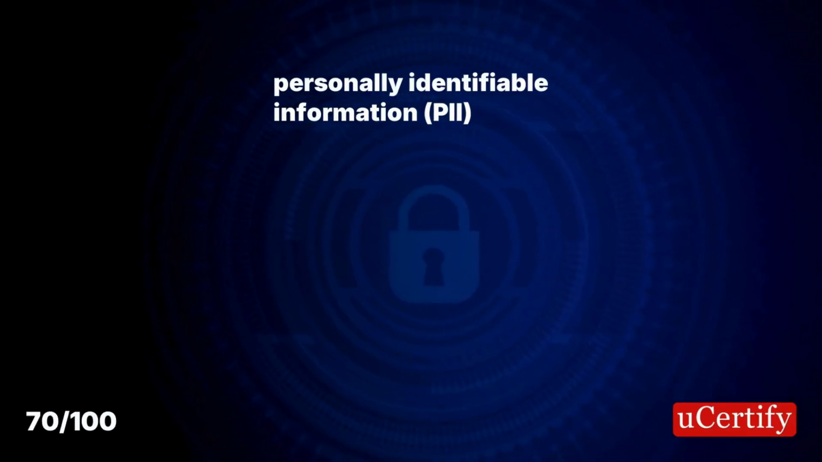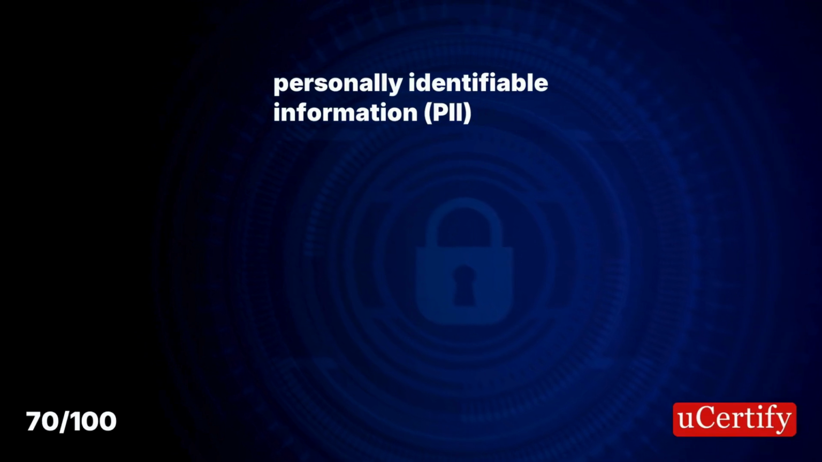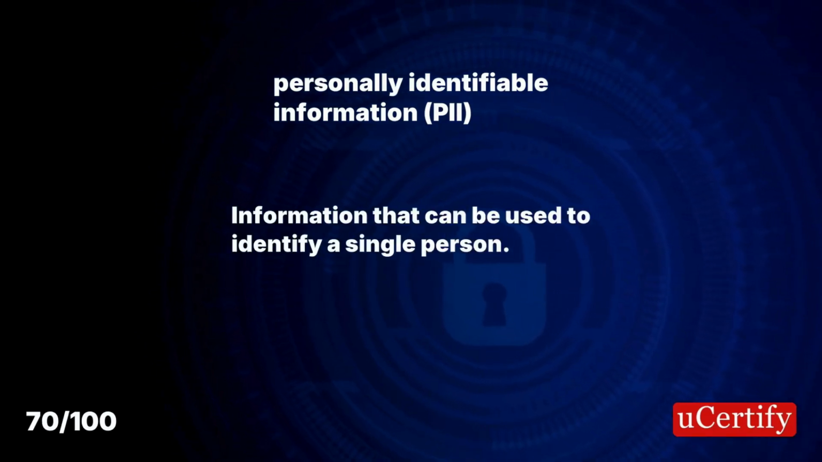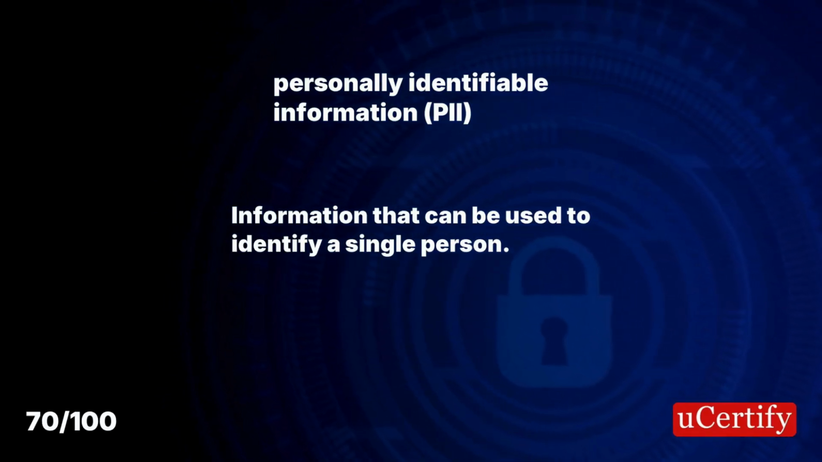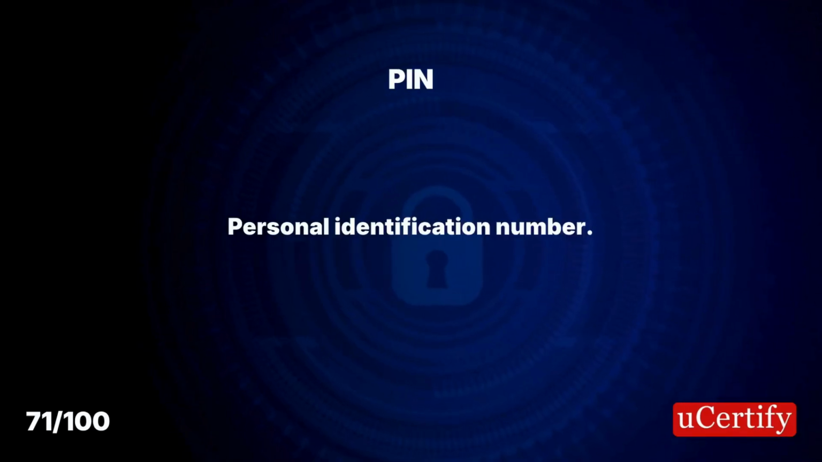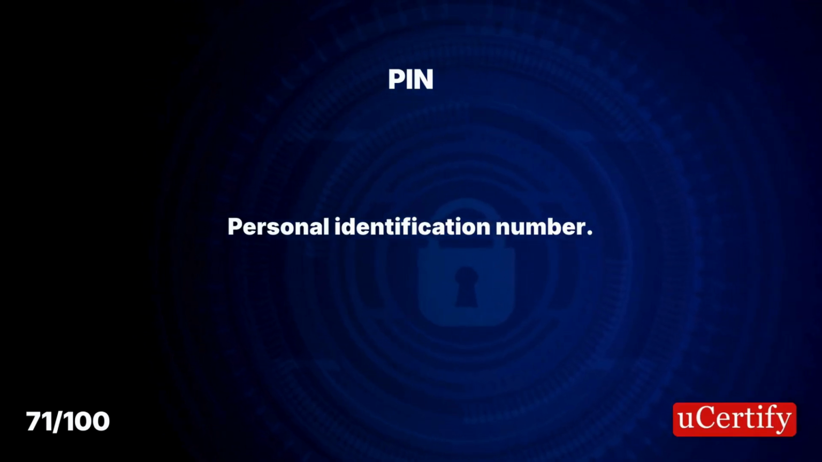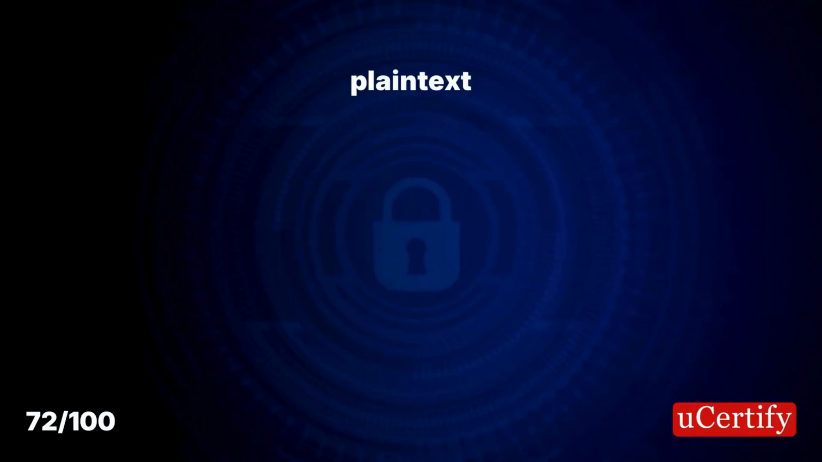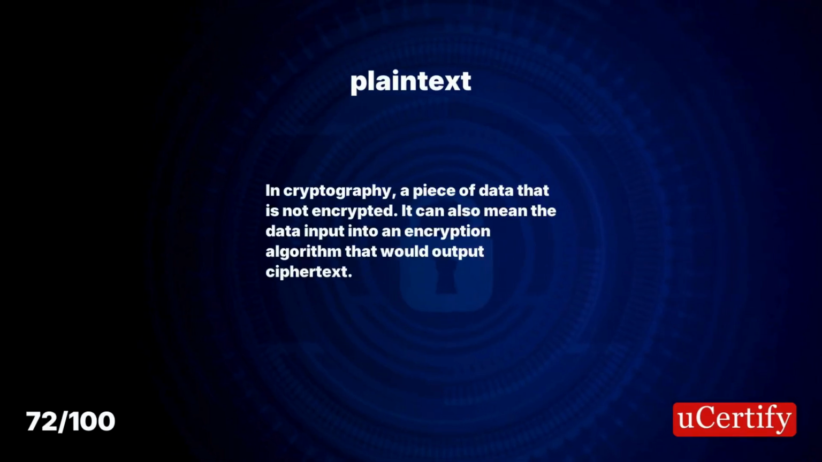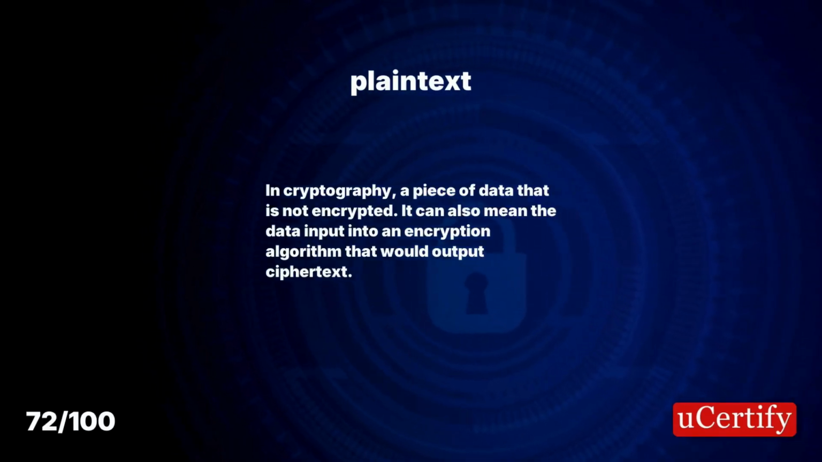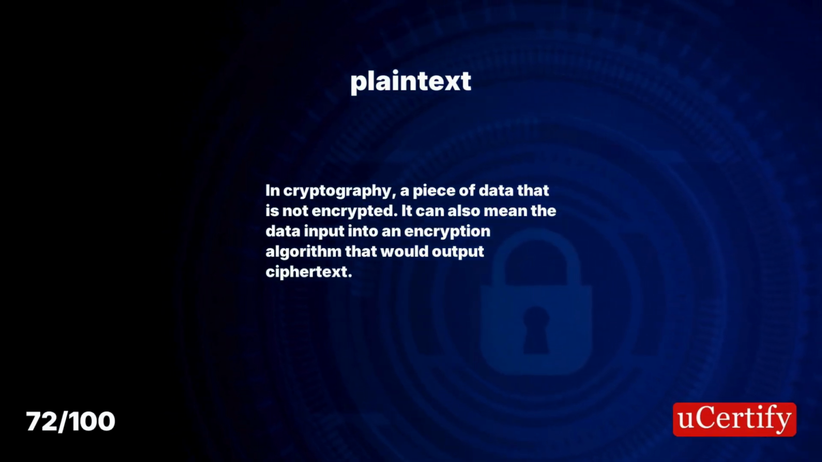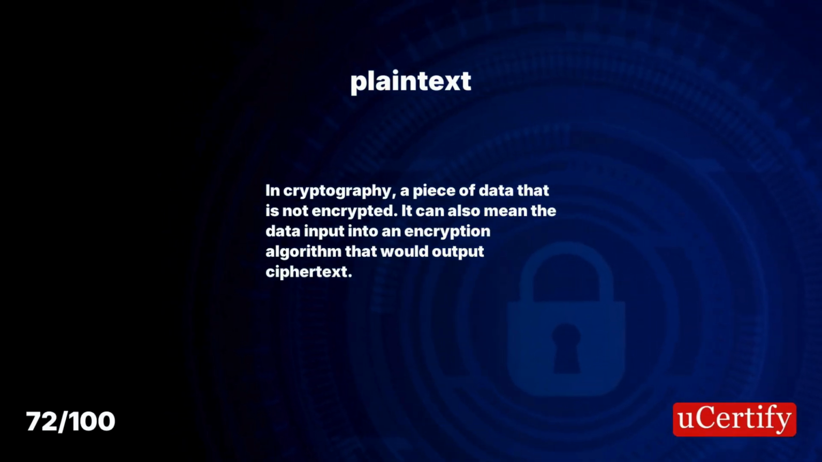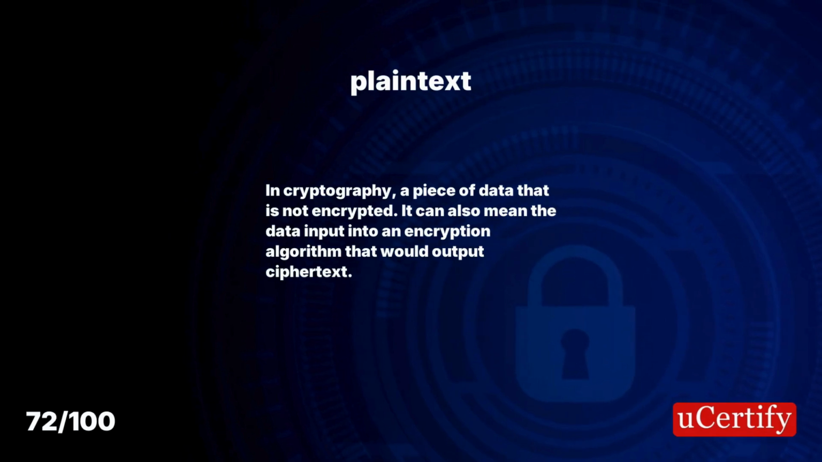Term: personally identifiable information, PII. Definition: information that can be used to identify a single person. Term: PIN. Definition: personal identification number. Term: plain text. Definition: in cryptography, a piece of data that is not encrypted. It can also mean the data input into an encryption algorithm that would output ciphertext.